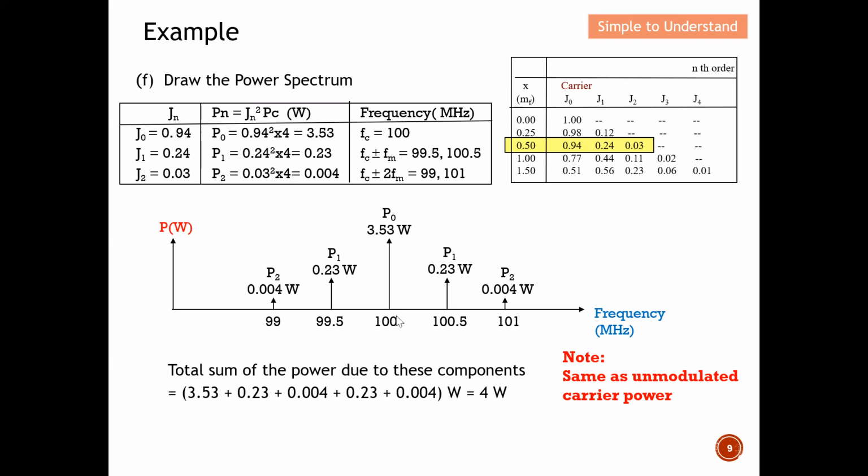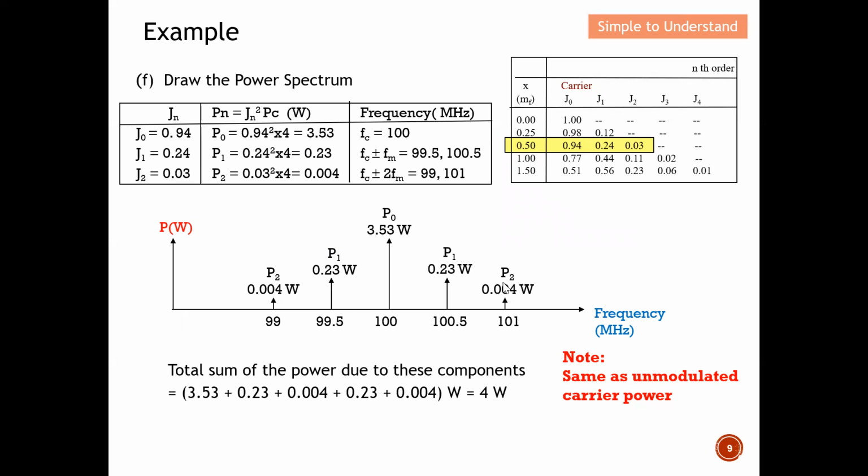Right in the middle is 100 megahertz, having a peak of 3.53 here. So basically, this is what I do. On the flanks on both sides, one is 99.5 and the other is 100.5. They have the same power coefficient of 0.23, as you can see from here. And last but not least, the second significant coefficient is at the frequencies of 99 and 101 megahertz, which is shown here. They have the power coefficient of 0.004, which is shown here.